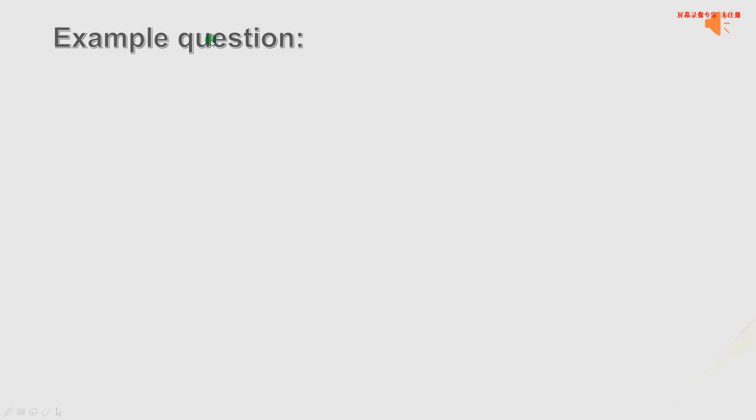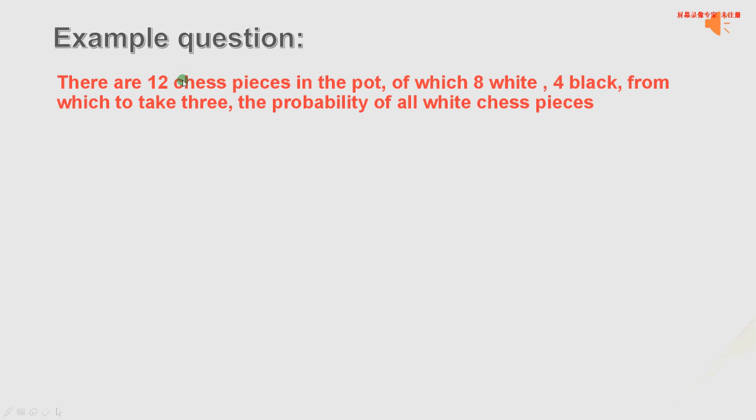The example question is there are 12 chess pieces in the pot, of which 8 white and 4 black, from which to take 3. We need to calculate the probability of all white chess pieces. Use the first way to deal with this question. The formula is P(A) equal A divided B. So we need to calculate the A first.